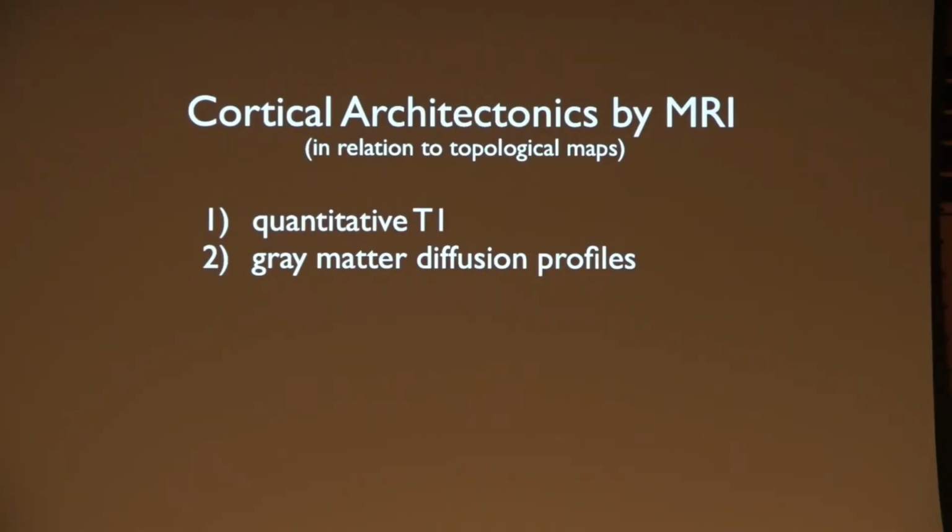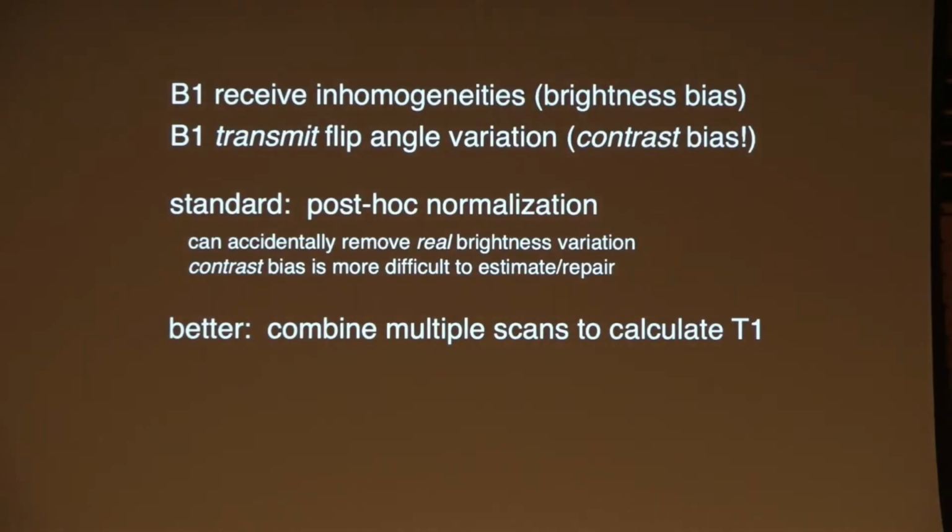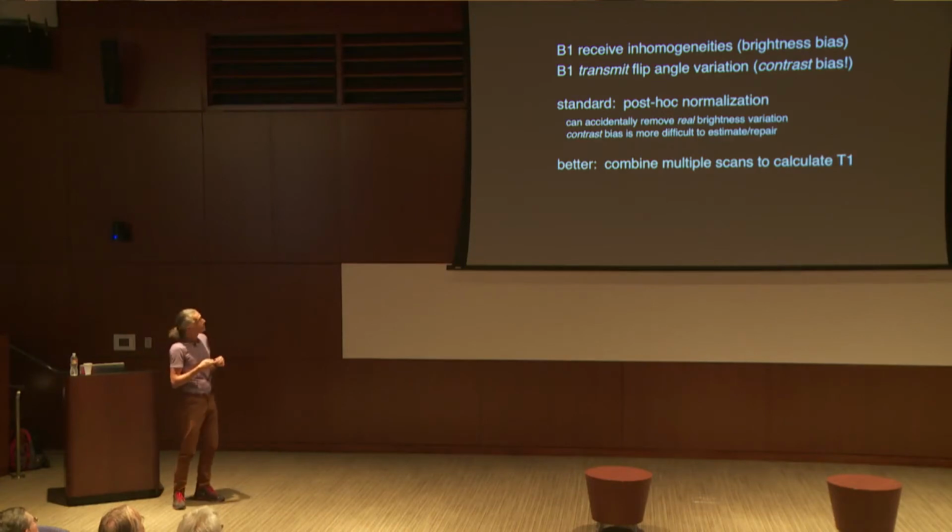So I'm going to turn now quickly to quantitative MRI, to try to do in vivo architectonics and see how that relates to maps. So first, we'll talk about quantitative T1. One of the problems looking at your standard data is they're just numbers. There's like 400 or 550, and there's a lot of variation.